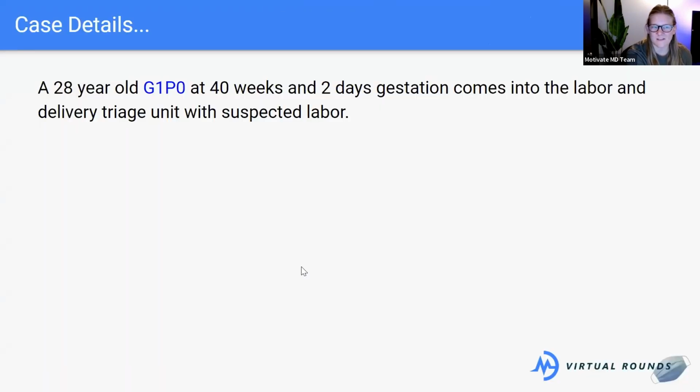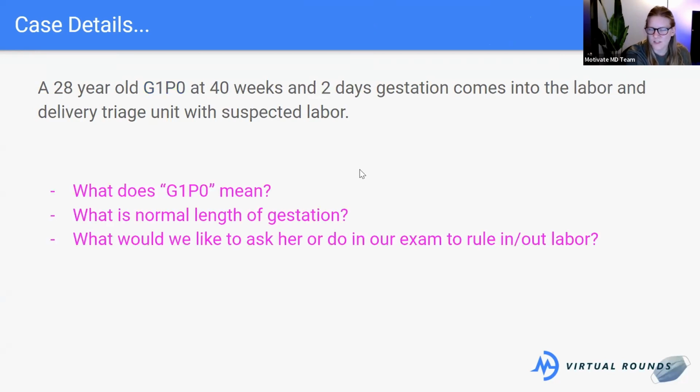So we'll get going with our case now. Our patient is a 28-year-old G1 P0 at 40 weeks and 2 days gestation who comes into the labor and delivery triage unit with suspected labor. Just a couple questions. First off, does anyone know what G1 P0 means?